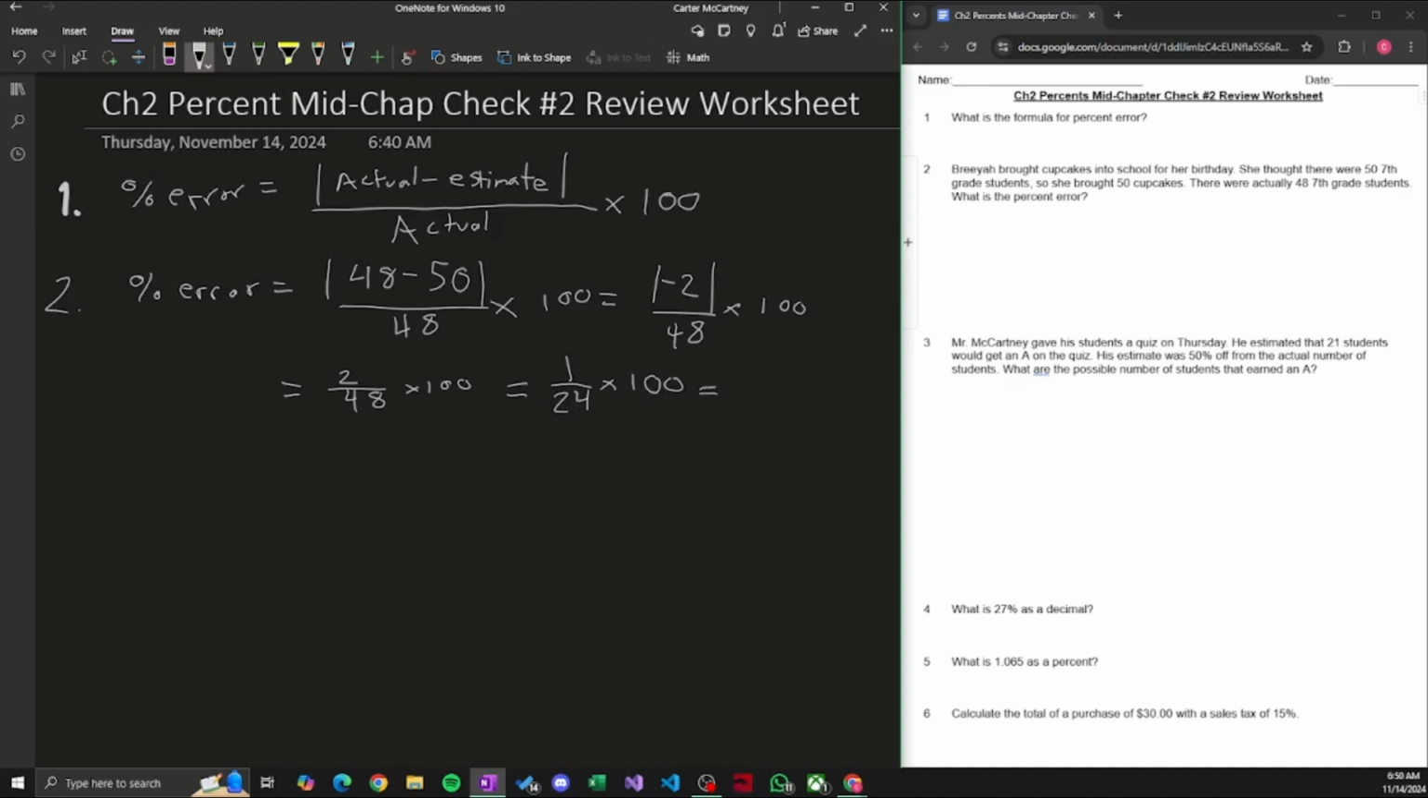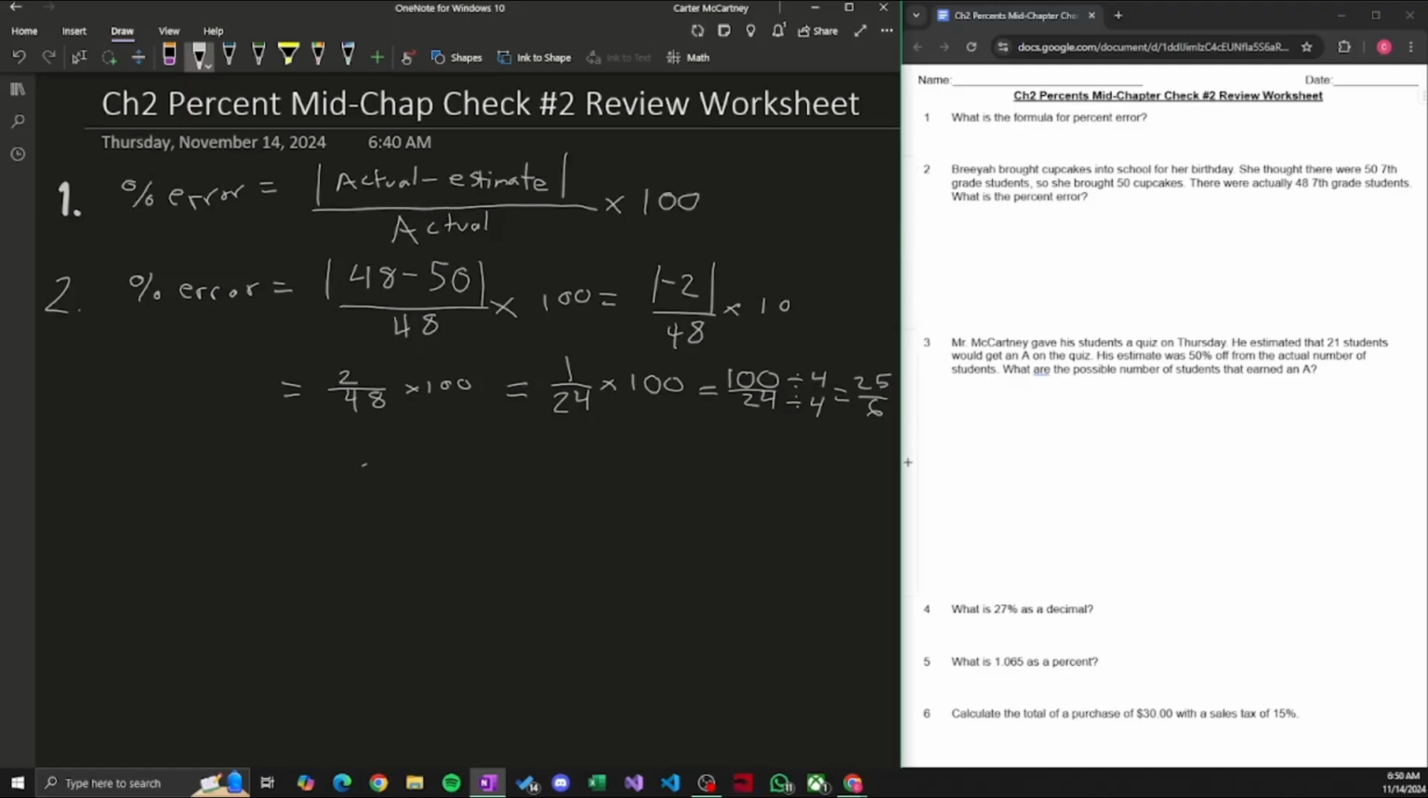So let's go ahead and multiply them first. 1 times 100 is 100. So we have 100 over 24. They're both divisible by 4, so we can divide them both by 4. We get 25 divided by 6. Can we simplify farther? No.